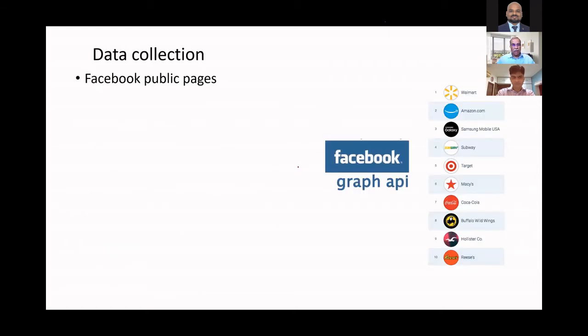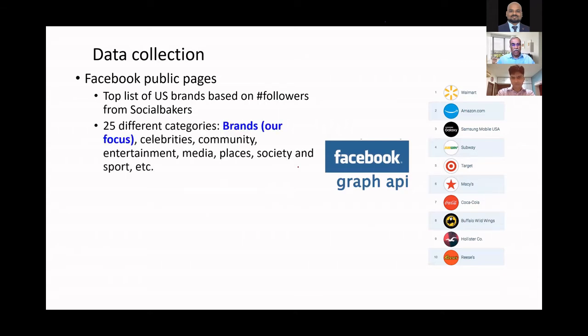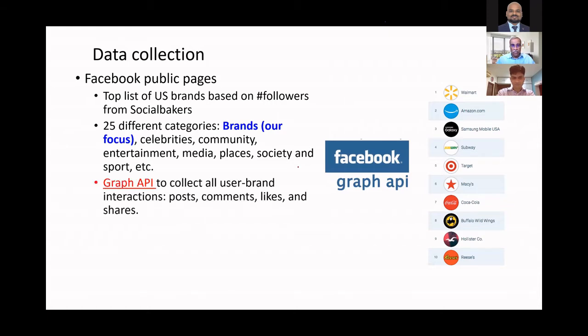This is the data collection. We looked at a list of US brands and followers on Socialbakers, across 25 different categories; brands are our focus. Then we used the Graph API to collect all the user-brand interactions: posts, comments, likes, and shares. This was one year of data, 2017 to 2018.